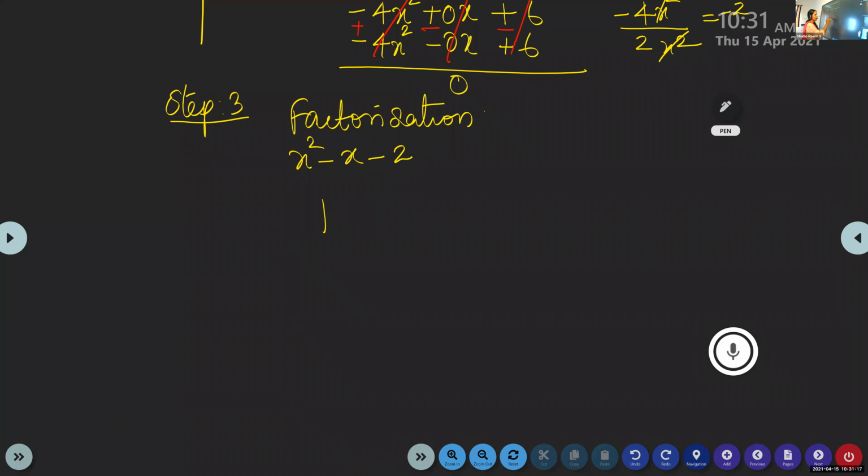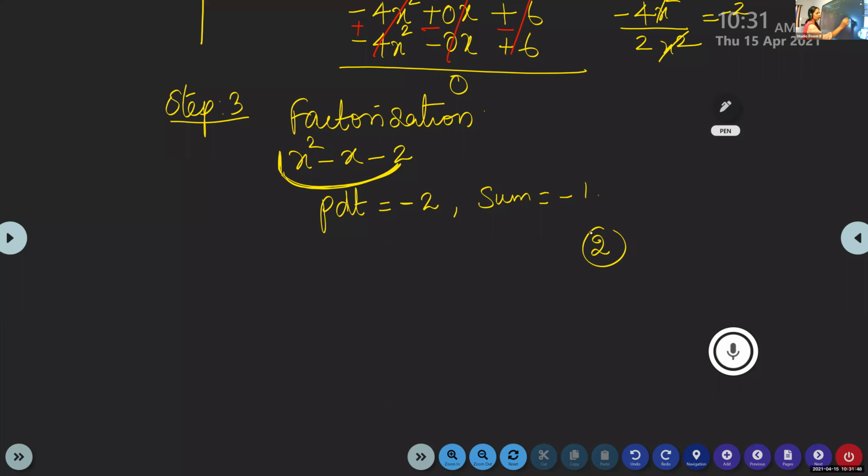So what is the product here? What will be the product? Product is minus 2x square, isn't it? With this coefficient of x square, we multiply these two and write. This is the product. And what is the sum? It's minus 1. When you multiply two numbers, you should get minus 2, and sum is minus 1.